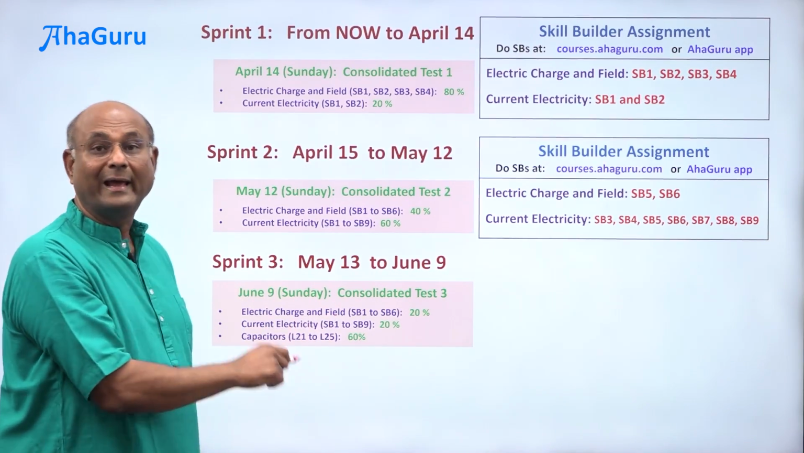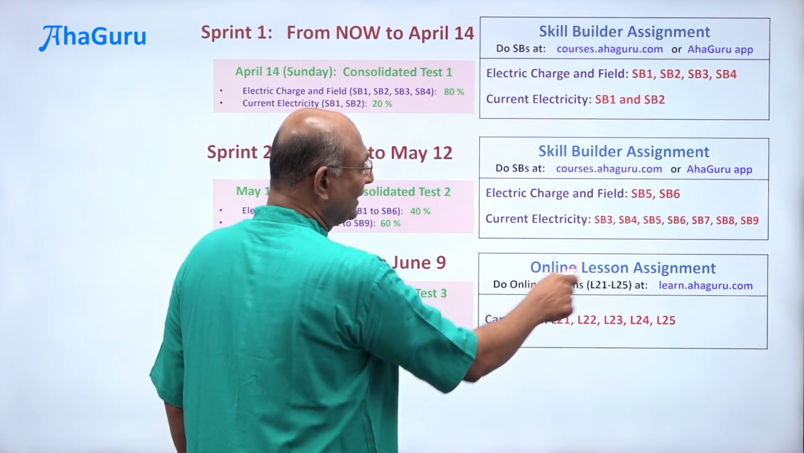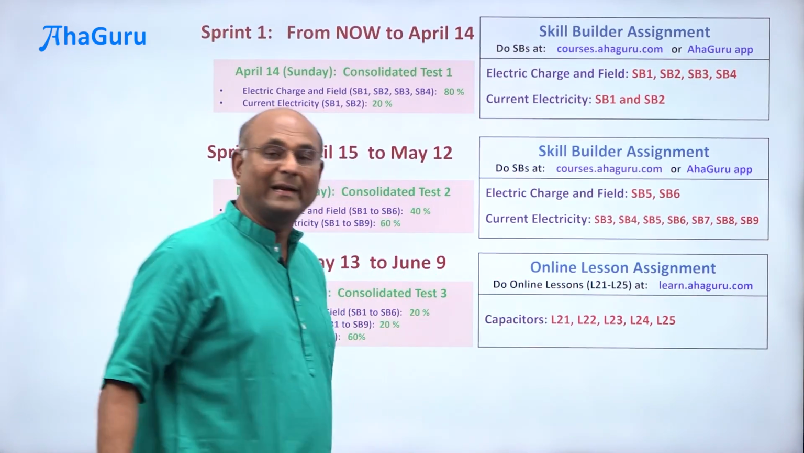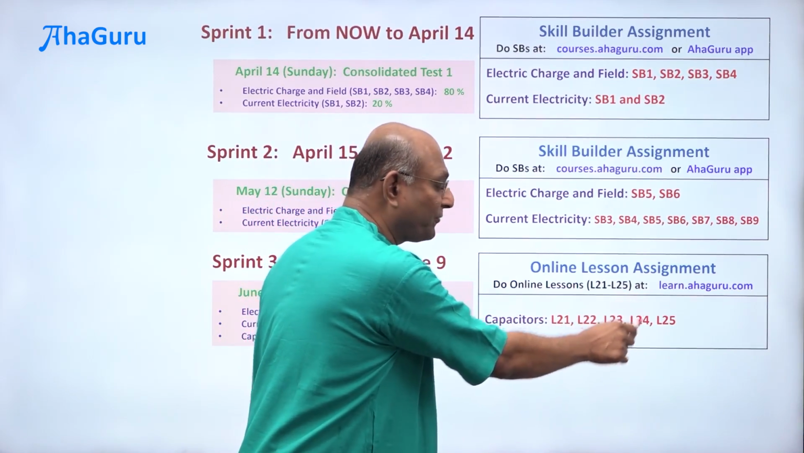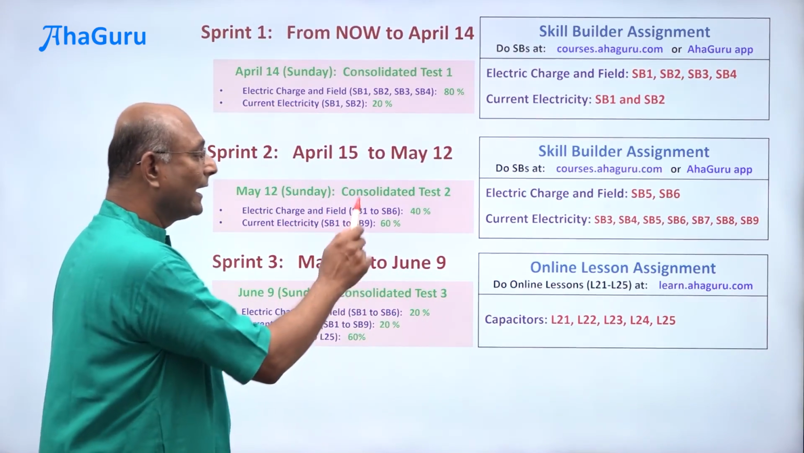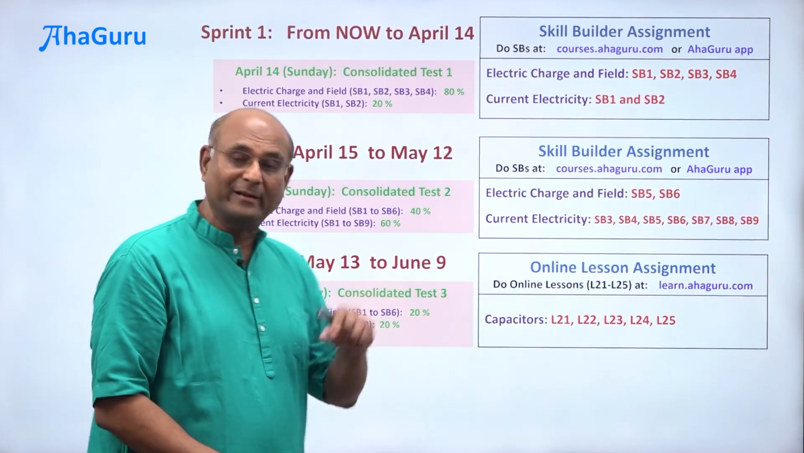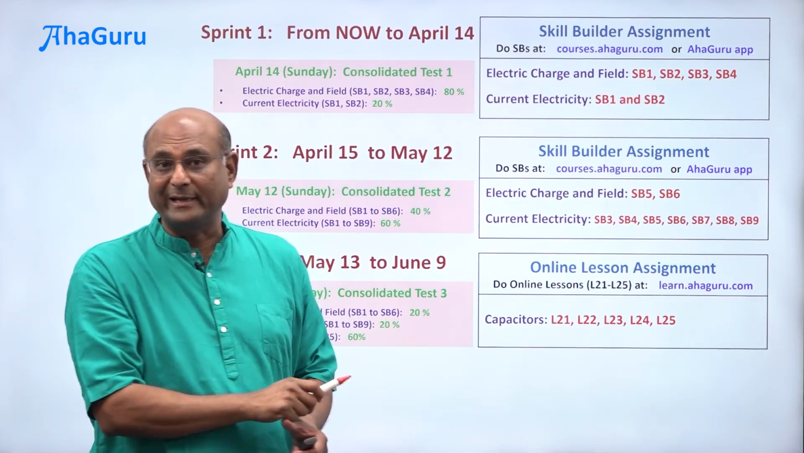What does that mean? L basically stands for the online lessons. So L21 to L25 means you are going to do the online lesson at learn.ahaguru.com. 1, 2, 3, 4, 5. 5 lessons on capacitors, quite simple and easy. And the reason we have kept it light is that this is summer holidays, right? This will be the period of summer holidays.